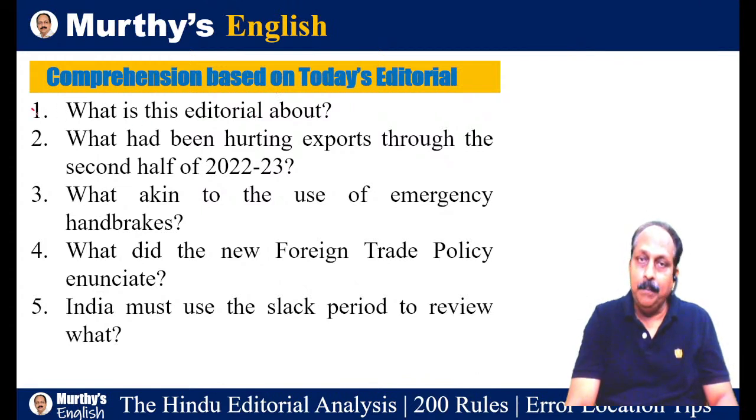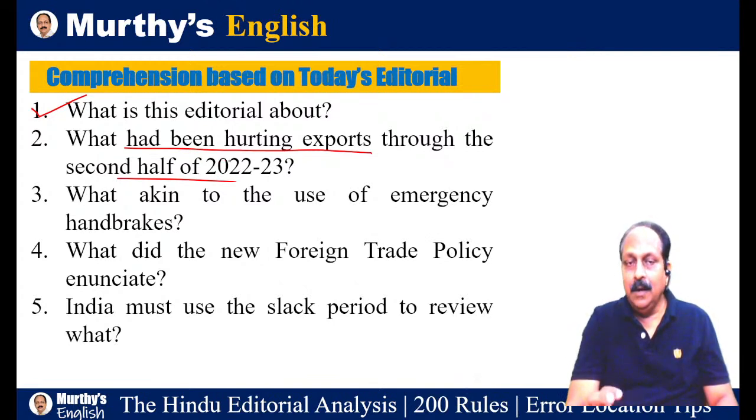What is this editorial about? What had been hurting exports through the second half of 2022-23? Always focus on keywords, but here they may change the data, and you have to be very careful. You have to read the passage and look at the data very carefully. Exact thing you have to choose. What is akin to the use of emergency handbrakes? Akin means something has similar qualities. And what is akin to the use of emergency handbrakes based on the context of the editorial?